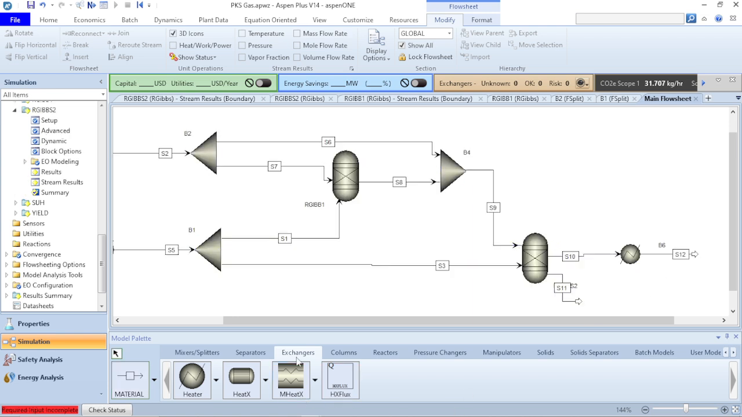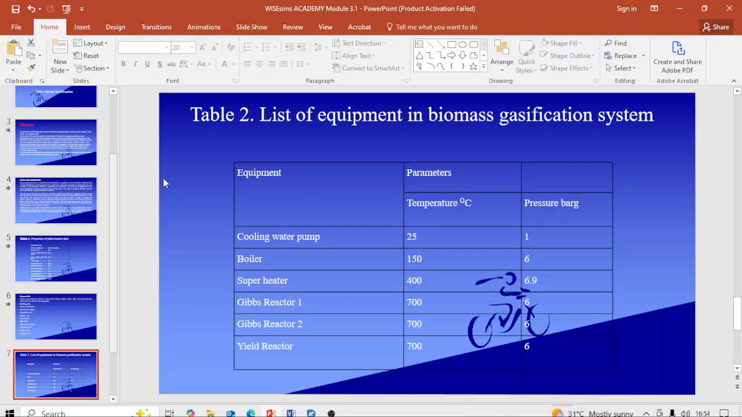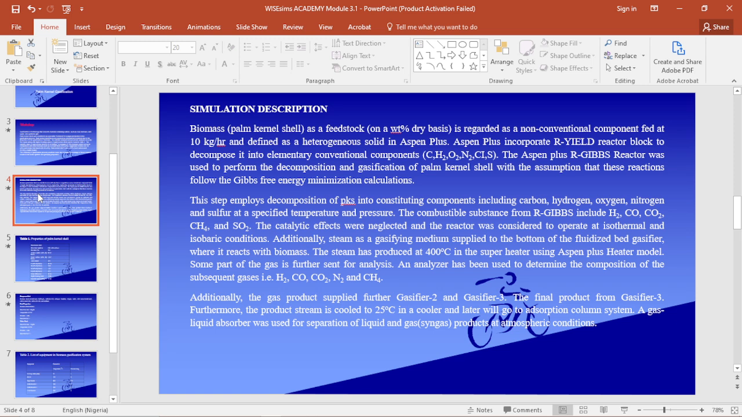Okay, let's go over the question so that we see some things. The step employs the decomposition of the PKS into constituent components, including carbon and hydrogen, which is the yield reactor we used. The combustible substance from the first RGibbs includes the hydrogen, CO2, CO, that's carbon monoxide, methane, and then sulfur oxide.